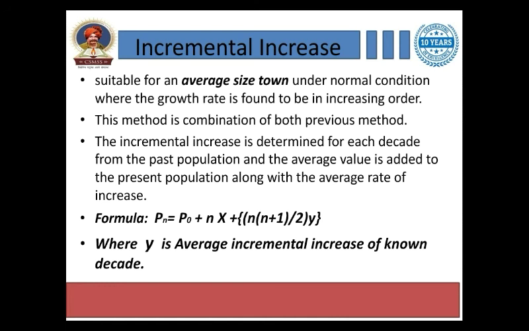The incremental increase is determined for each decade from the past population, and the average value is added to the present population along with the average rate of increase. So we will see it. What is the formula for it? Pn is equal to P0 plus nx, which is the formula for arithmetical, plus n into n plus 1 divided by 2 multiplied by y, right? What is y then? y is the average incremental increase of the known decades.